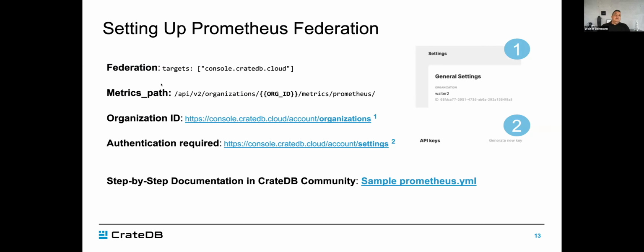the Cloud API. The target is going to be the URL of the console. The metric path is an important thing here, as it is the path where the metrics are stored for your clusters. Here we have to change the organization ID, and yeah, we need the API keys. That's about it while connecting Prometheus to Cloud API.